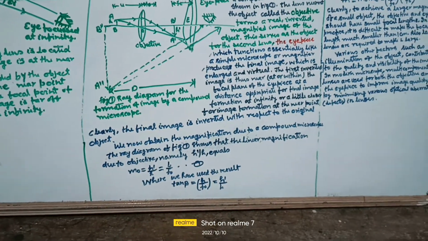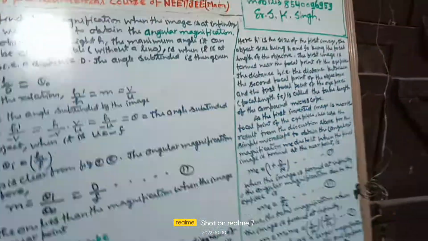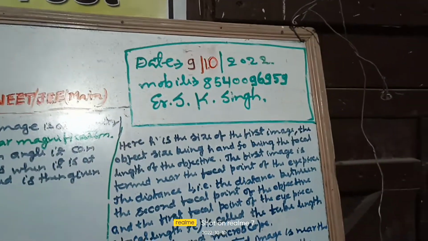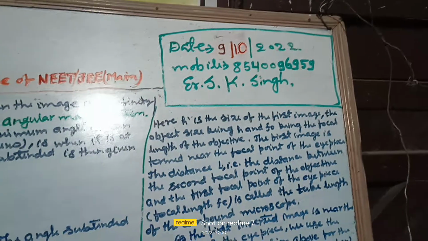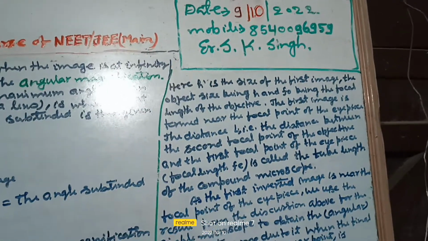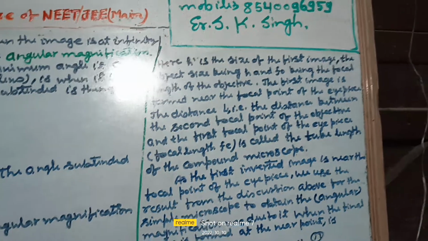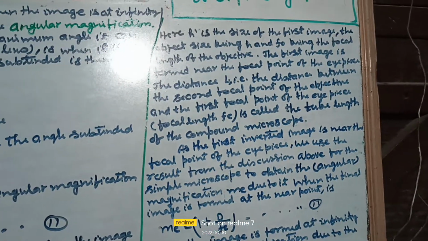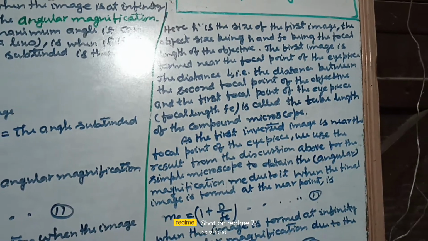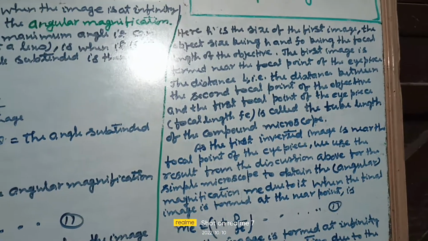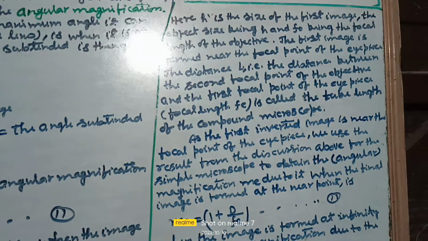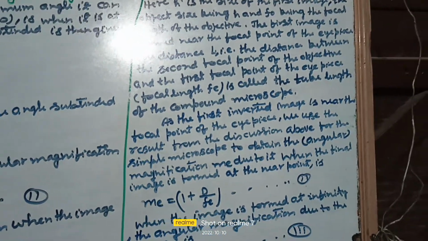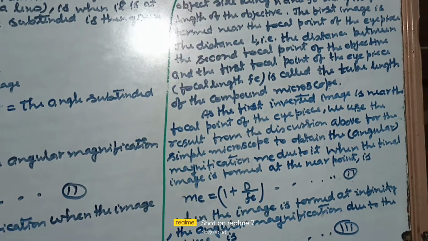Here h' is the size of the first image, the object size being h and fo being the focal length of the objective. The first image is formed near the focal point of the eyepiece. The distance L, which means the distance between the second focal point of the objective and the first focal point of the eyepiece, is called the tube length of the compound microscope.